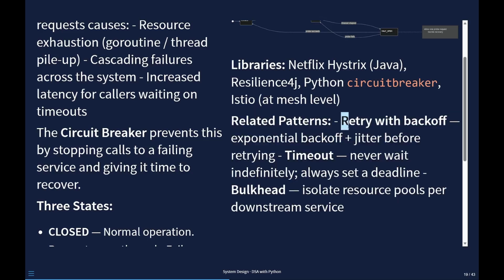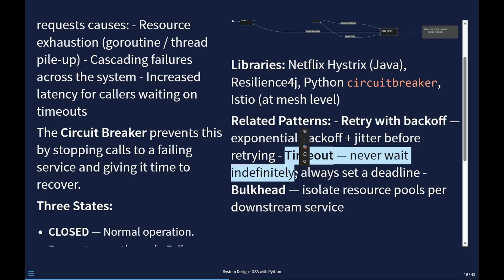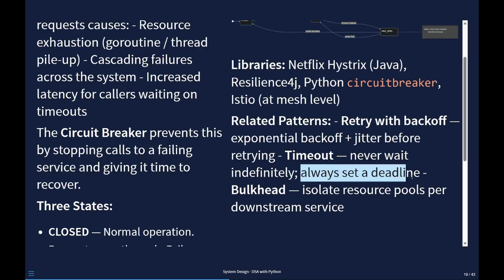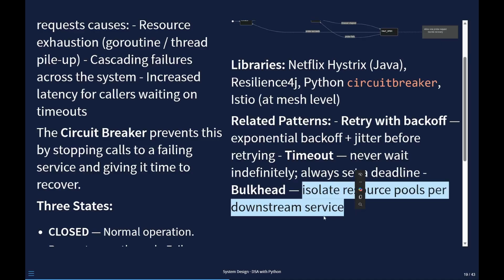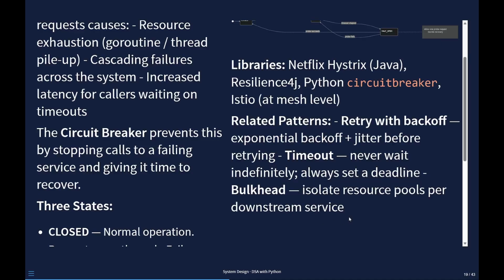Retry with exponential backoff and jitter. Don't hammer a recovering service with a thundering herd of retries. Timeout. Always set explicit deadlines on network calls. Never wait indefinitely. Bulkhead. Isolate your thread pools per downstream dependency, so one slow service can't exhaust all your threads.